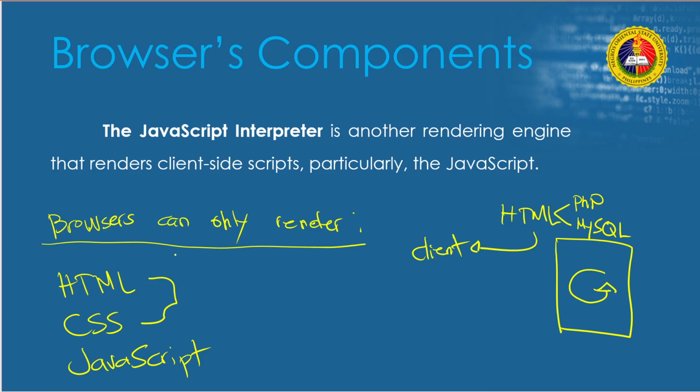Rendering engine, sir. Rendering engine. Okay, rendering engine. And then for JavaScript, it's the JavaScript interpreter, another rendering engine that renders client-side scripts, particularly the JavaScript. So it only has one job, and that is to render JavaScript code. All right, so that is web browsers.